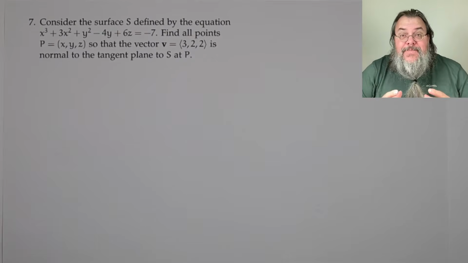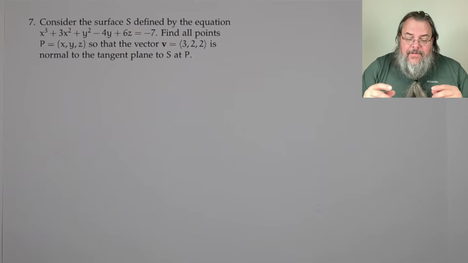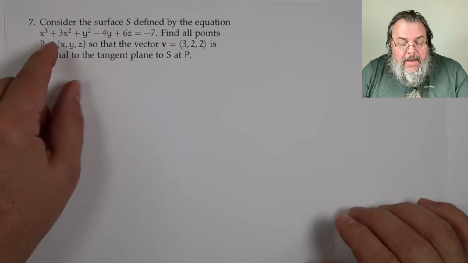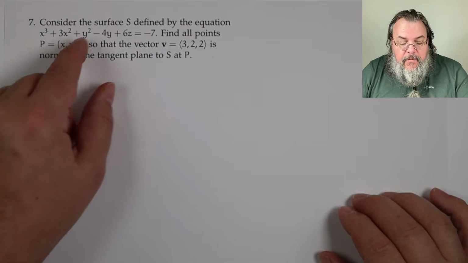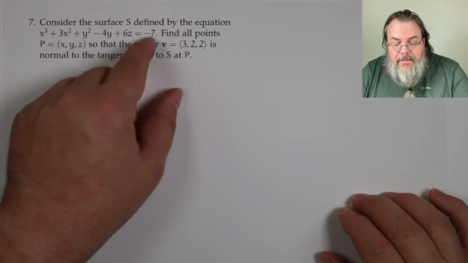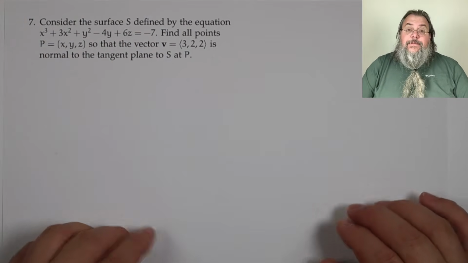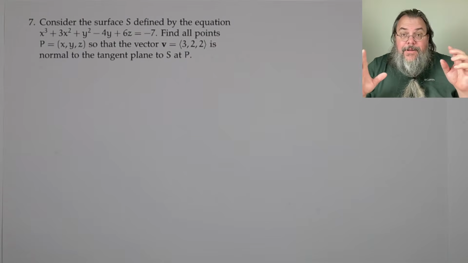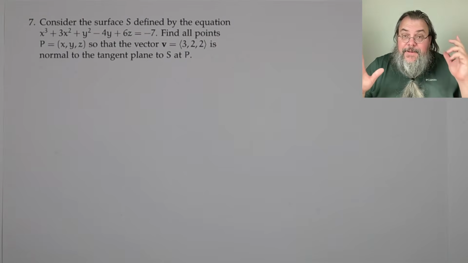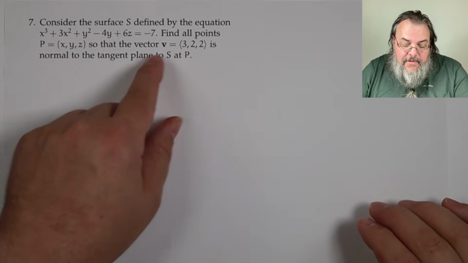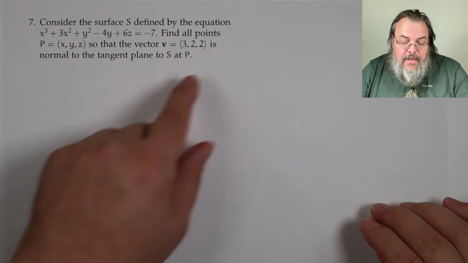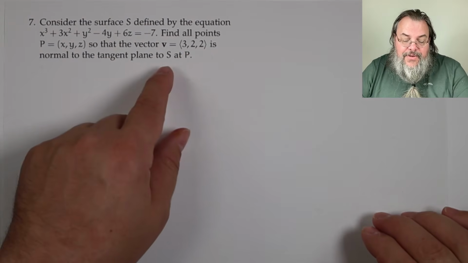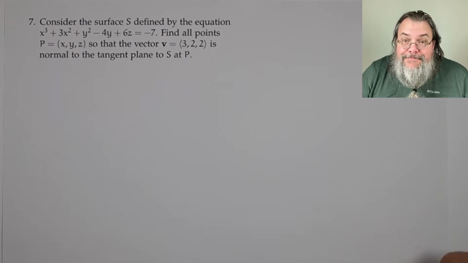Number 7. Consider the surface S defined by the equation x cubed plus 3x squared plus y squared minus 4y plus 6z equals -7. Find all the points, all of them, so that the vector v equals 3, 2, 2 is a normal to the tangent plane to S at P.